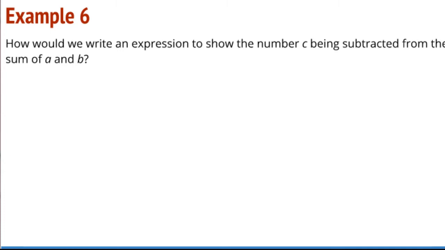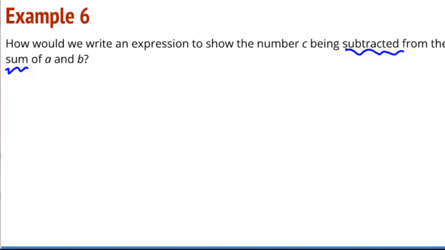So how would we write an expression to show the number C being subtracted from the sum of A and B? Now right here you should notice we're going to have a subtraction operation and an addition operation. We're going to have 2 operations in our expression rather than 1 operation. So we need to read this. We need to ask ourselves what's supposed to be happening first, what's supposed to be happening second. Anytime we have more than 1 operation, we have to read the story and get the idea of what events happen in what order in the story.